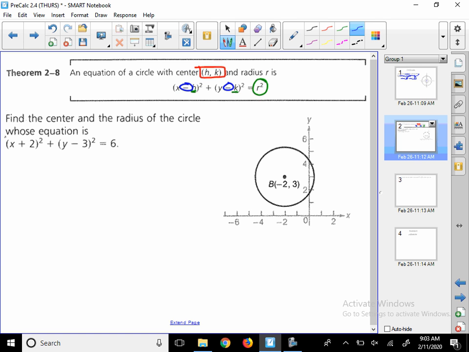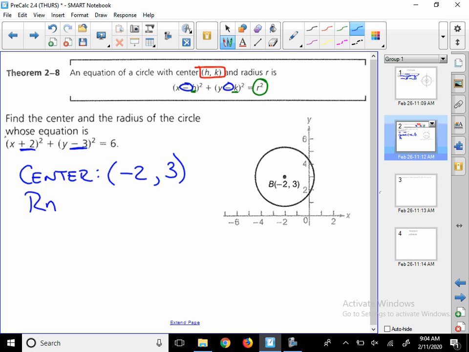So if we're going to find the center and the radius of the circle whose equation is (x plus 2) squared plus (y minus 3) squared is equal to 6, first thing I'm going to start off with is my center. That's going to be a point. Well, I see x plus 2, but seeing as my signs are always opposite of what I see, that has to be a negative 2. I see y minus 3, therefore that 3 has to be positive. So your center is going to be at the point negative 2, positive 3.